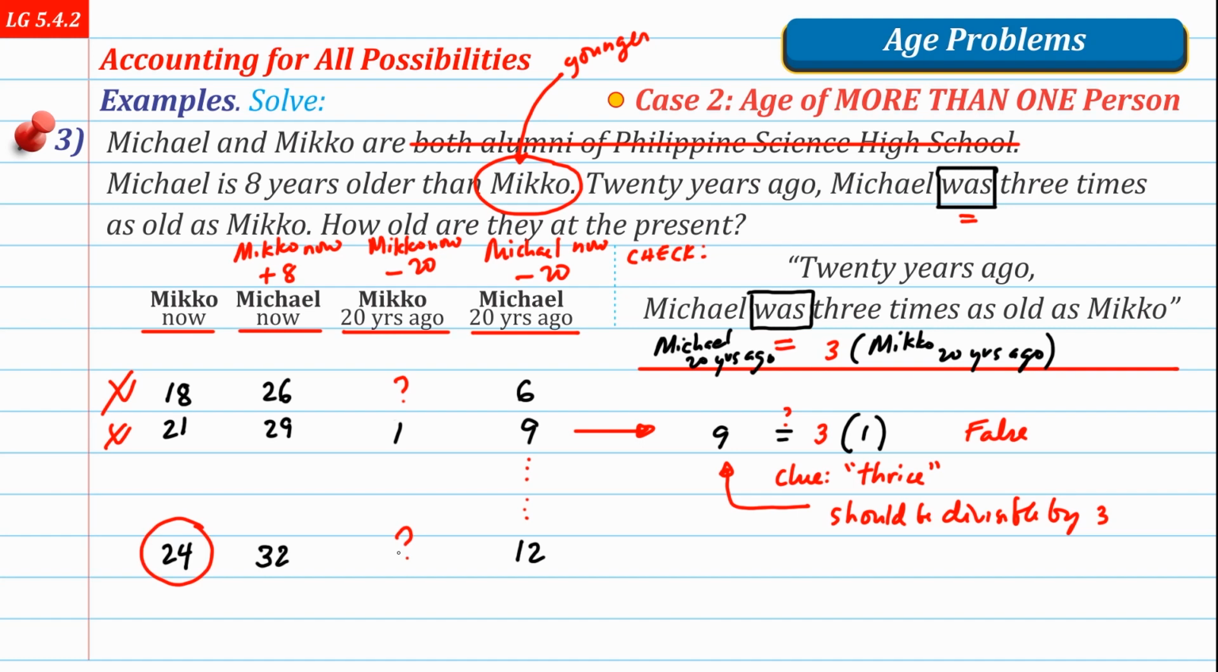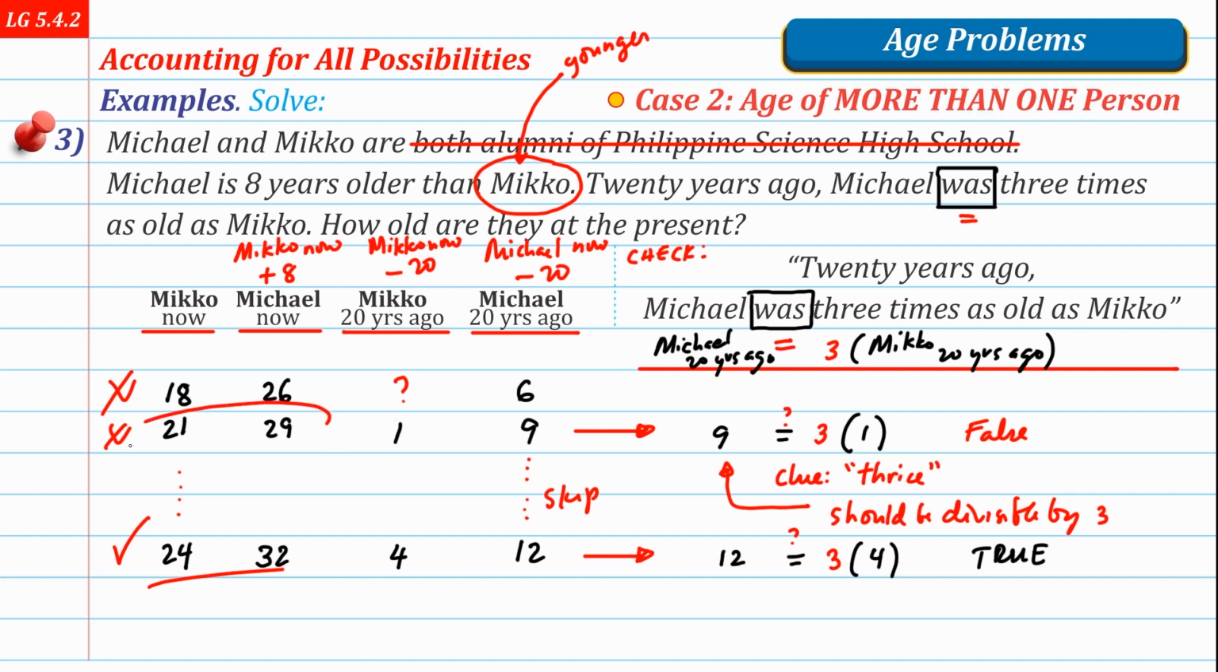Kung 24 si Miko now, anong age niya 20 years ago? Do you get what I mean? 4. Oh, di ba? We skip this. Mag-skip ka para mas mabilis. Check natin. Michael, 20 years ago, was 12 years old. Thrice. Ano yung age ni Miko 20 years ago? Ito po, 4. Wow! Napansin ninyo? It's true. Ang galing, ano? True. Imagine, dalawa lang ang trinayal mo.